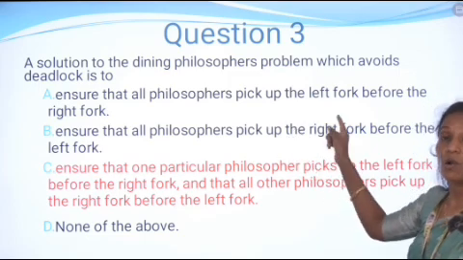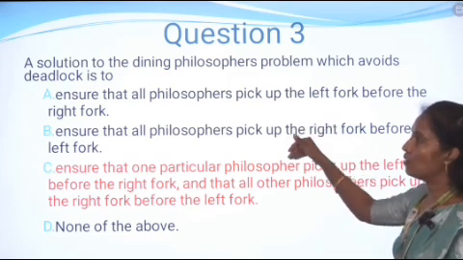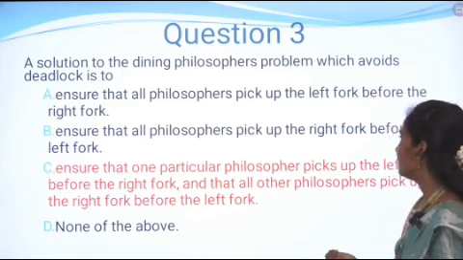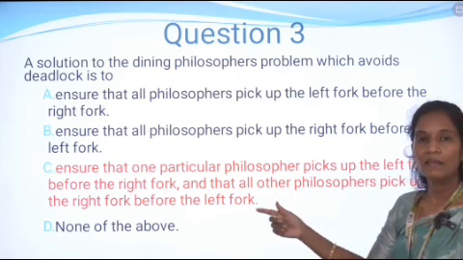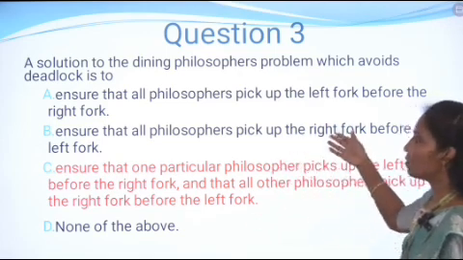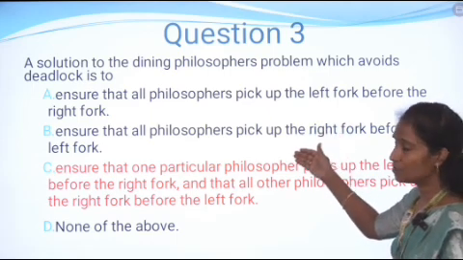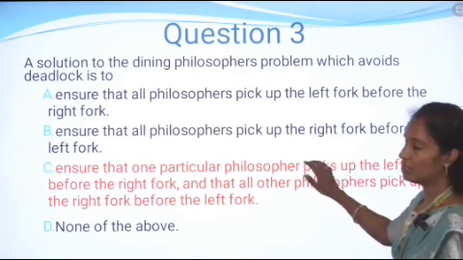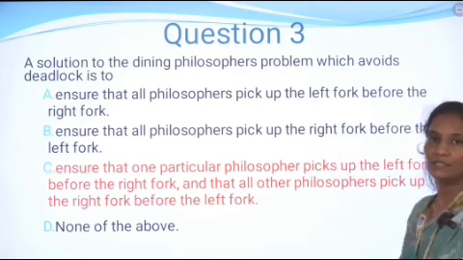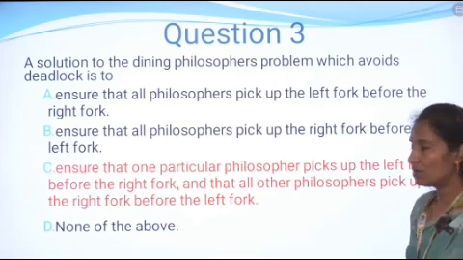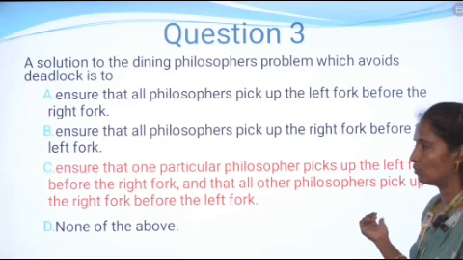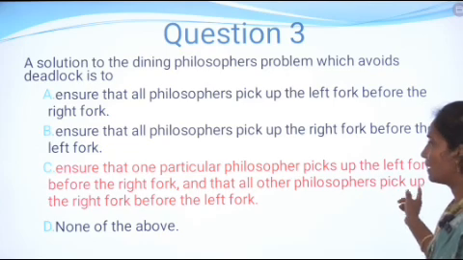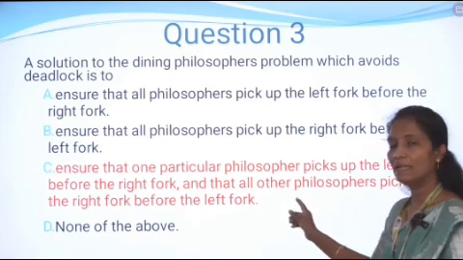Our condition is to avoid deadlock. So we'll move on to the second option. The second option is ensure that all philosophers pick up the right fork before the left fork. So this is the vice versa of the first option. This option also leads to deadlock. So this is not the correct solution. We'll move on to the third one. The third option is ensure that one particular philosopher picks up the left fork before the right fork and that all the other philosophers pick up the right fork before the left fork.